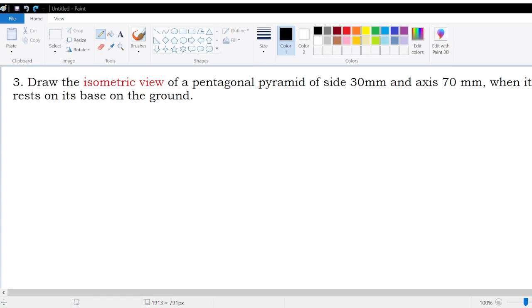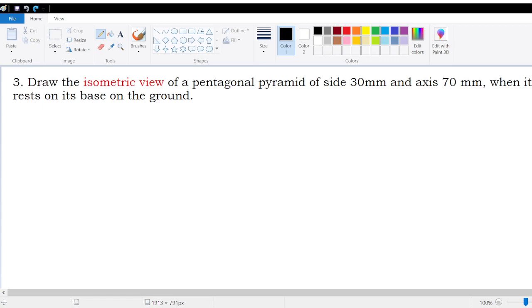In this question, you are asked to draw the isometric view of a pentagonal pyramid whose sides are 30 mm and the axis 70 mm and it is standing vertically on its base. So as I discussed in the earlier videos, the rule for drawing isometric view or projection is all horizontal edges should be drawn at an angle of 30 degrees to the base and all vertical edges should be drawn vertically.